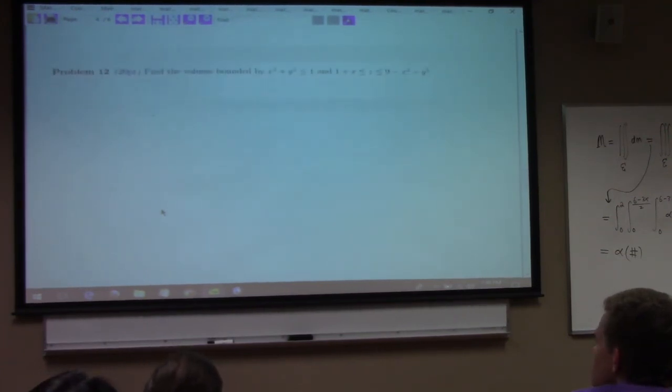Find the volume bounded by x squared plus y squared less than or equal to 1, and 1 plus x less than or equal to z less than or equal to 9 minus x squared minus y squared. How would you do this problem?